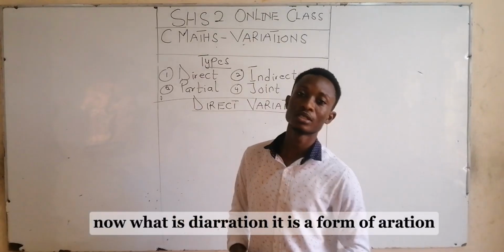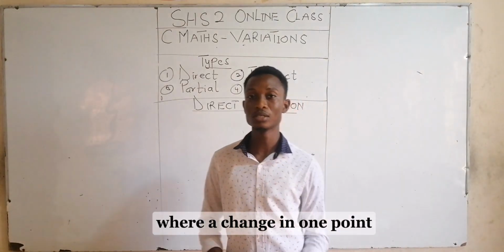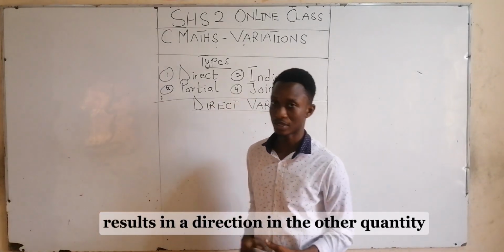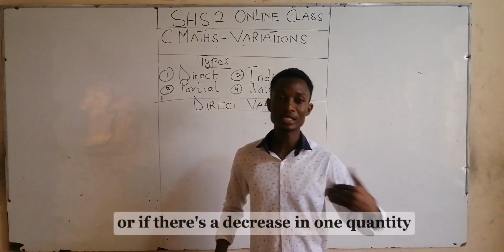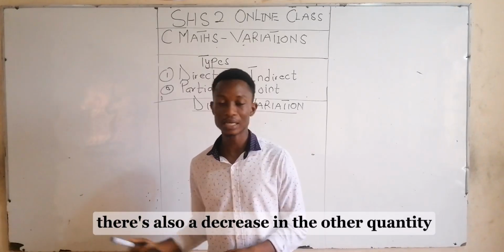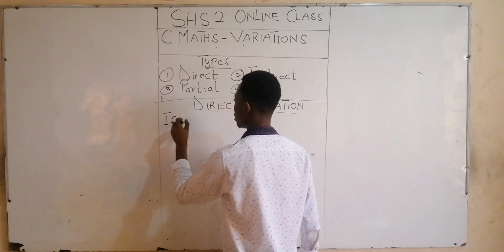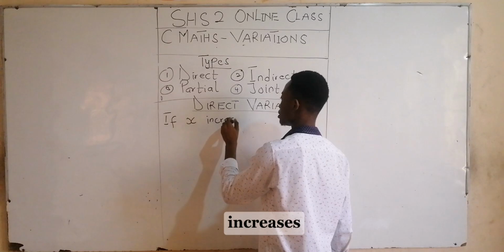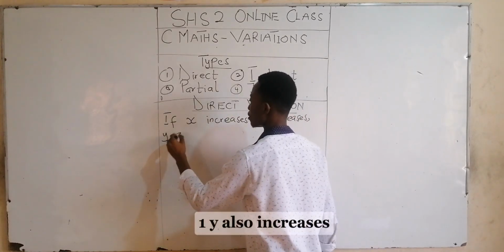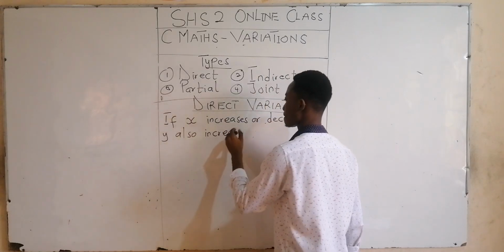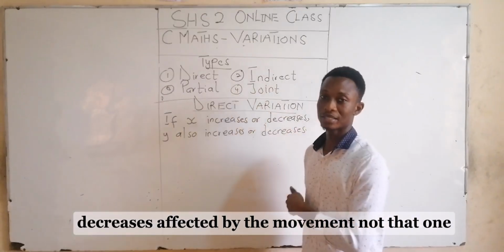Now, what is direct variation? It is a form of variation where a change in one quantity results in a direct change in the other quantity. So here, if there's an increase in one quantity, there's also an increase in the other quantity, or if there's a decrease in one quantity, there's also a decrease in the other quantity. So here we say x increases or decreases, y also increases or decreases.